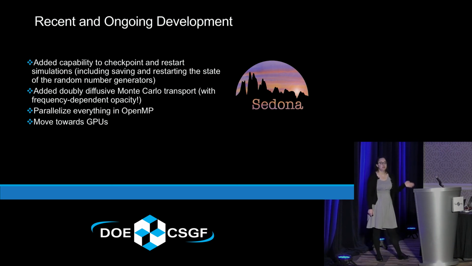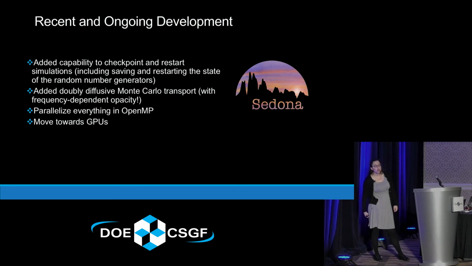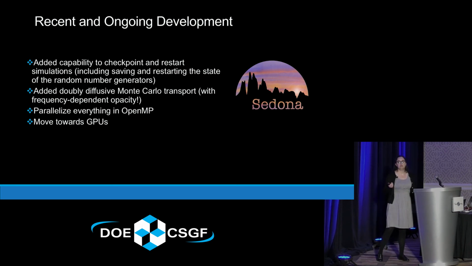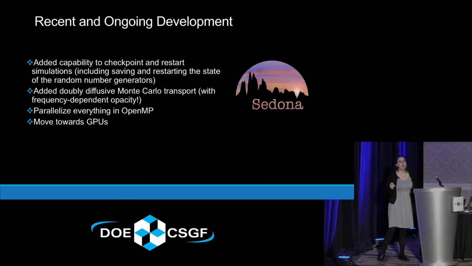One of the things I'm going to be doing next week is parallelizing the opacity calculation with OpenMP. Currently, it's just the transport. And because of the memory demands of this application, being able to parallelize everything in OpenMP and only have one rank per node will be very, very nice.